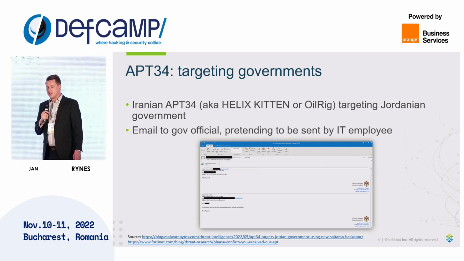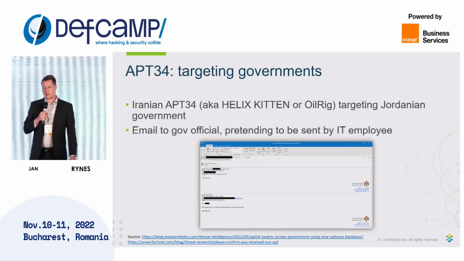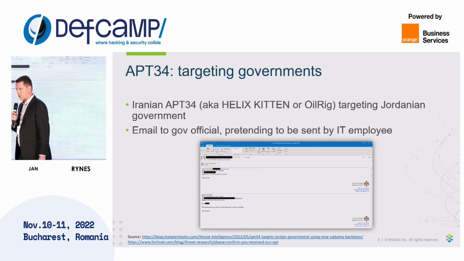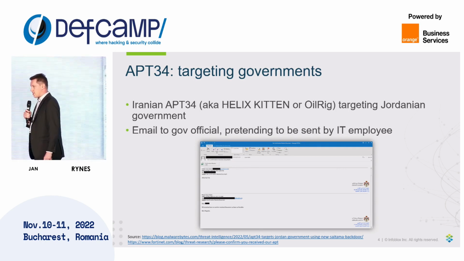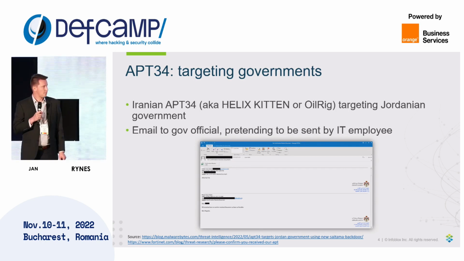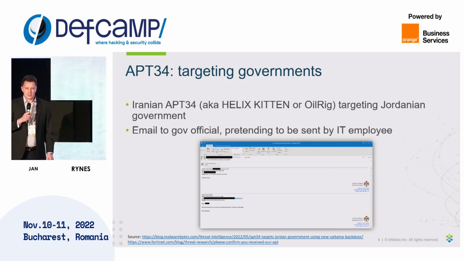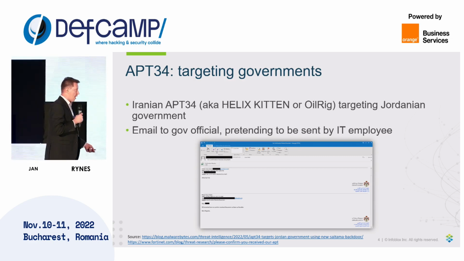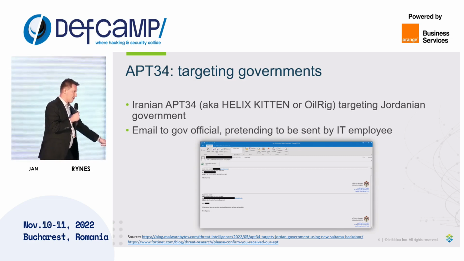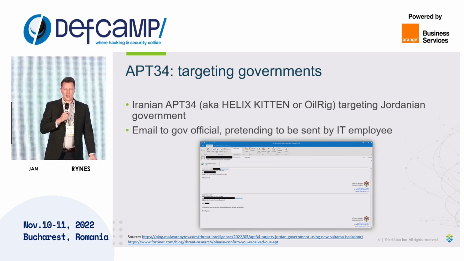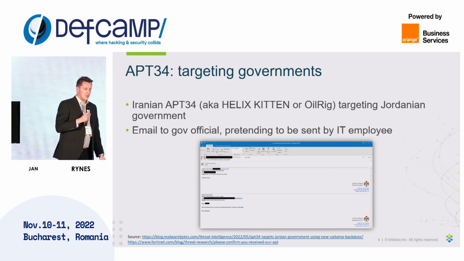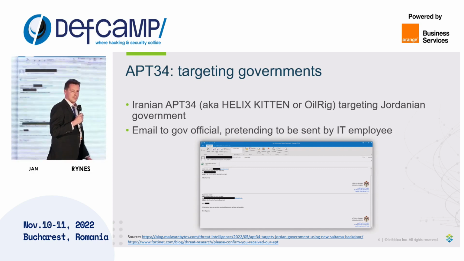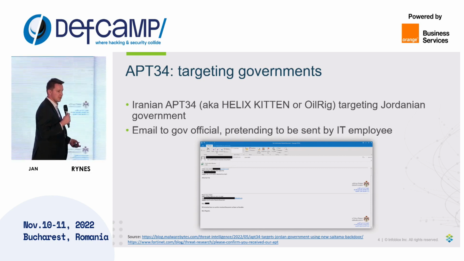APT34. It's an Iranian group. You might know it as Hell's Kitchen or Ulrich. And these guys have targeted the Jordanian government. How they did it is via email. Actually, 2 emails. First one here, second one here. And they were pretending to be IT employees. Basically some kind of phishing tactic.